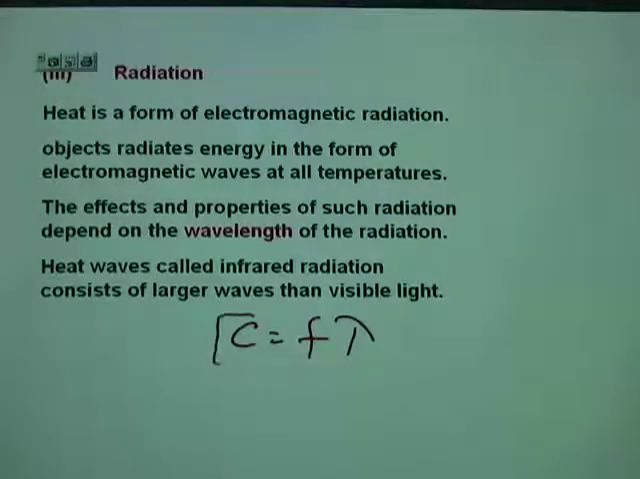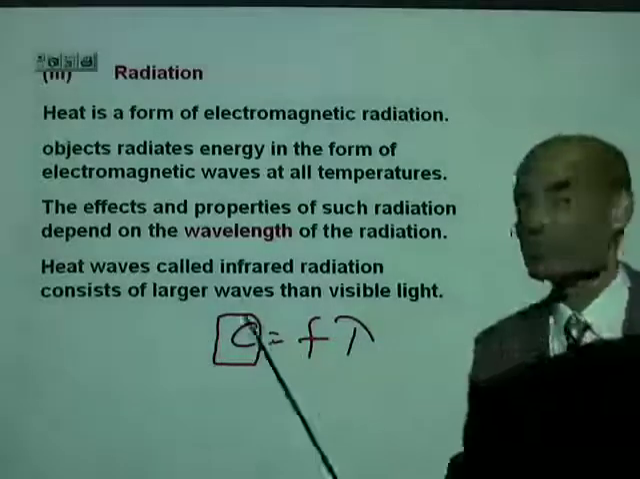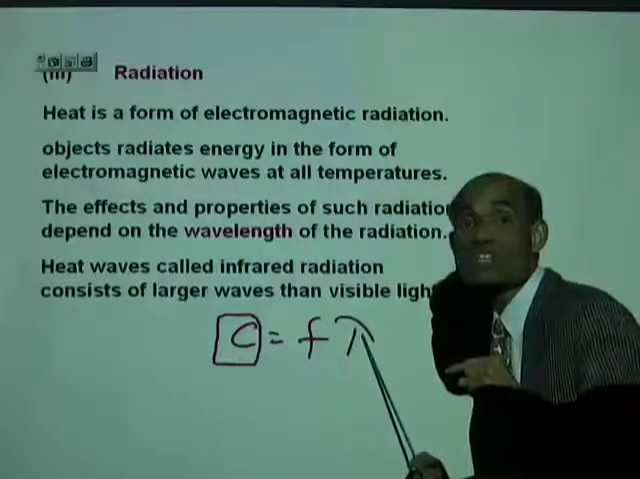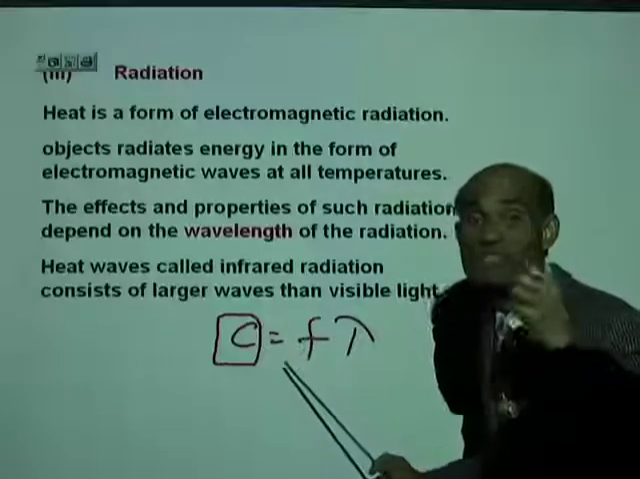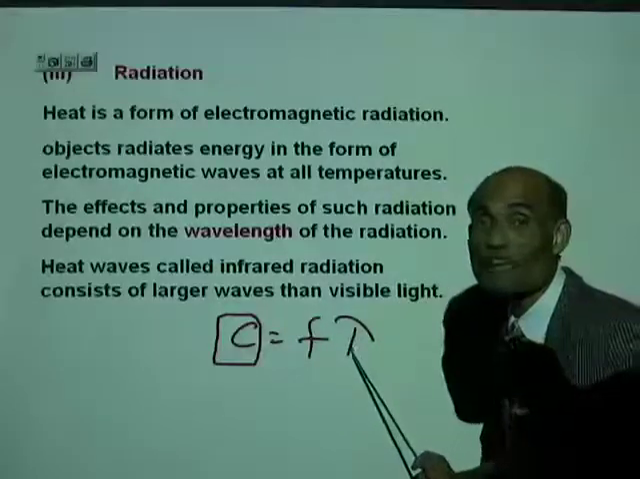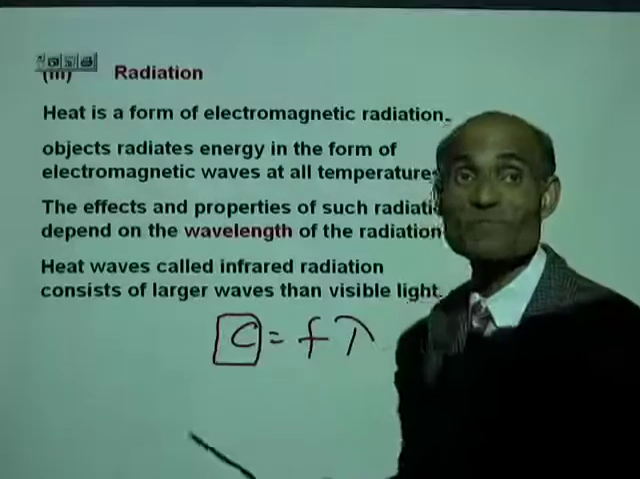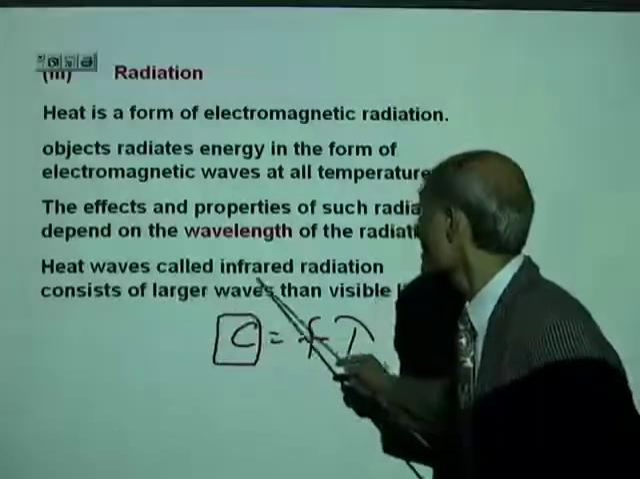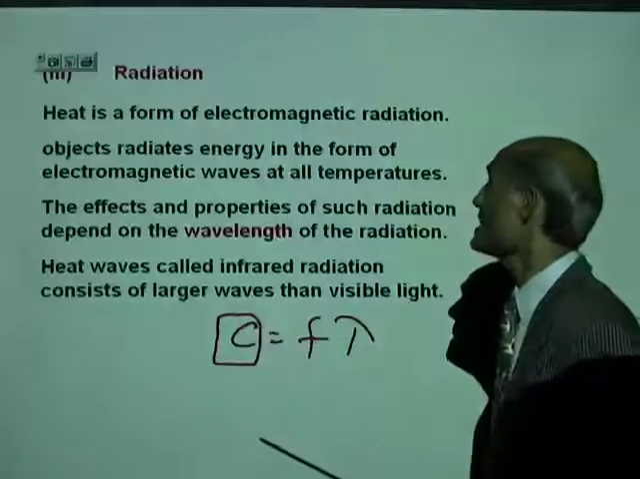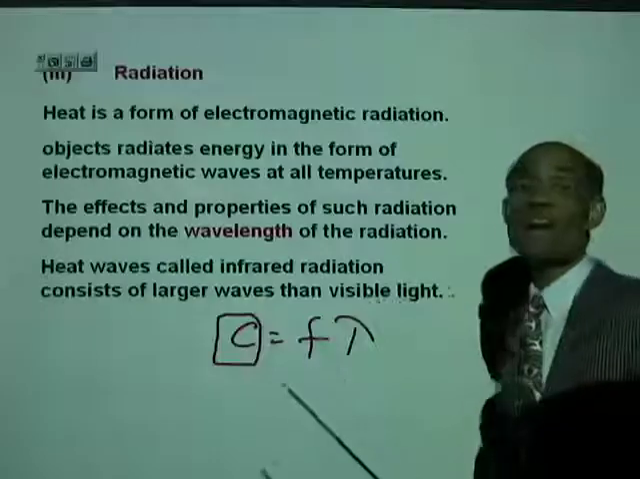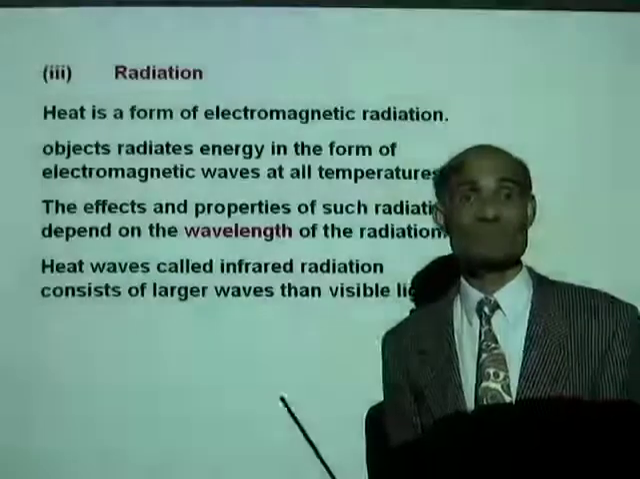Now, for all radiation, C is a constant. C doesn't change. So if C doesn't change, when the wavelength increases, the frequency has to decrease. When the wavelength decreases, the frequency has to increase. Now, heat waves are called infrared radiations, and they consist of longer waves than visible light.